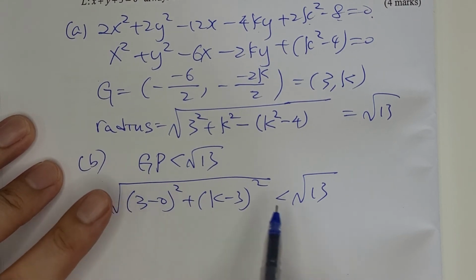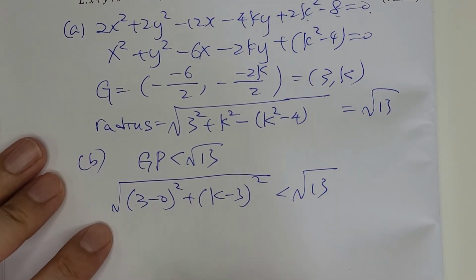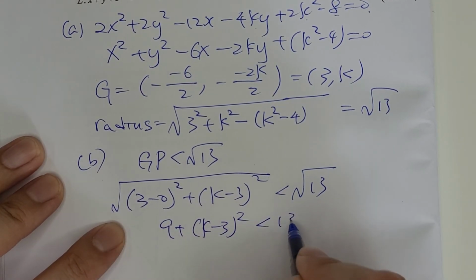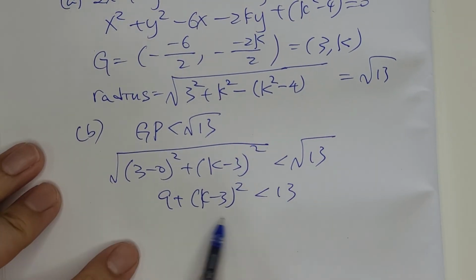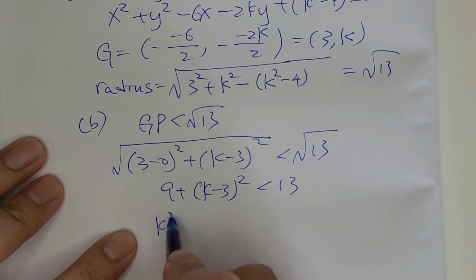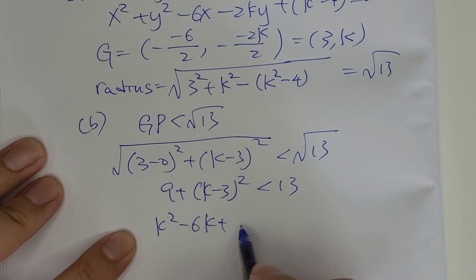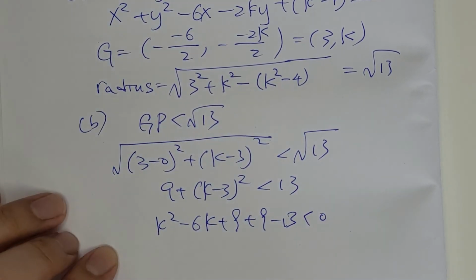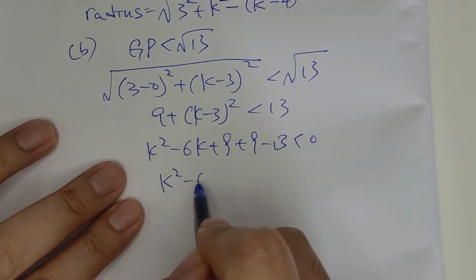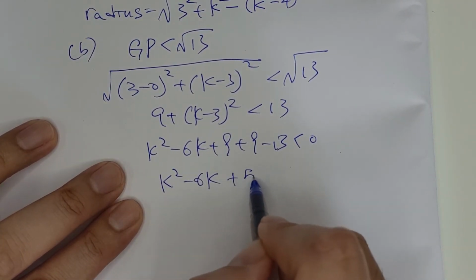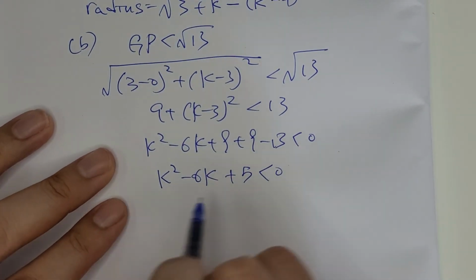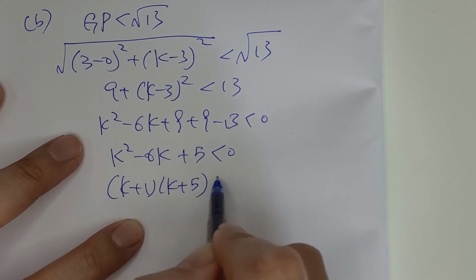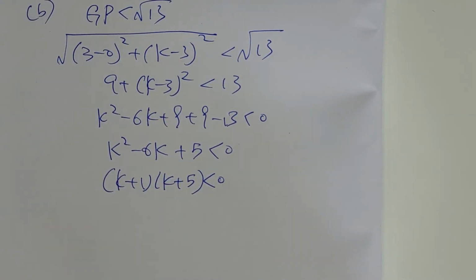They are talking about the length. So you can just take square on both sides. 9 plus (k minus 3) squared less than 13. So break it down and change it into standard form. k squared minus 6k plus 9 minus 13 less than 0. So it changed to k squared minus 6k plus 5 less than 0. So here you can do the factorization. (k plus 1)(k plus 5) less than 0. Don't write down the final answer yet.